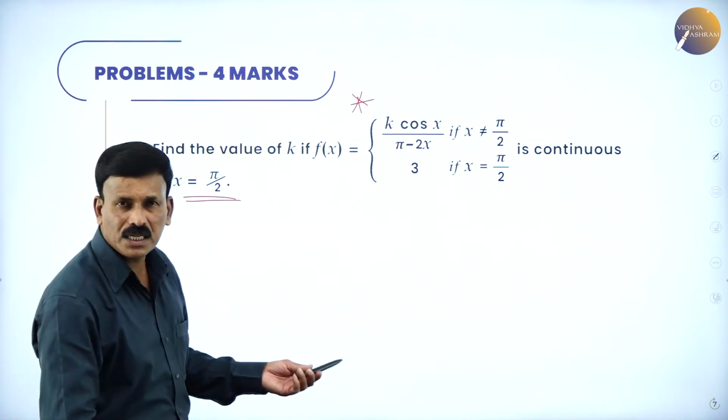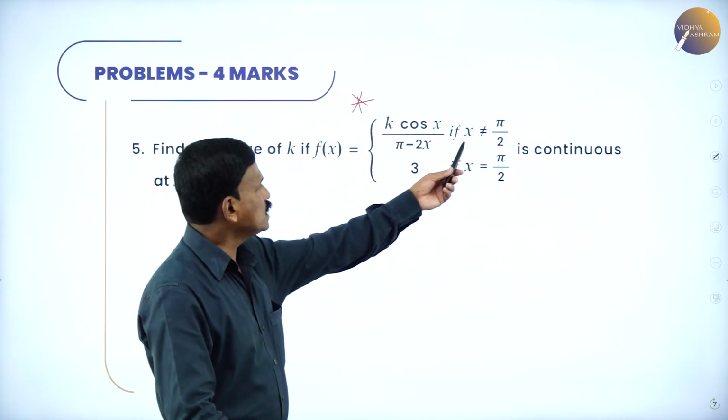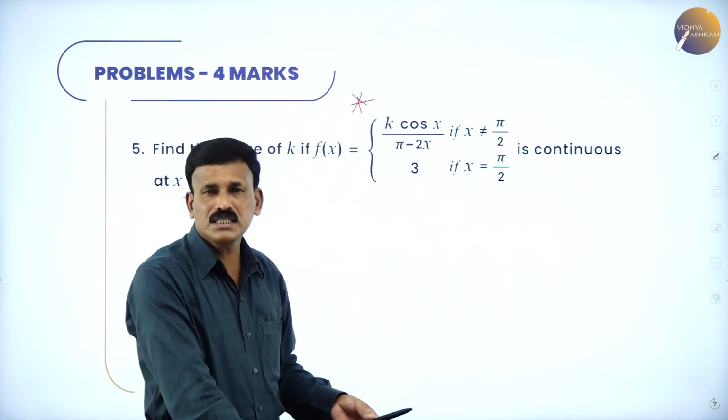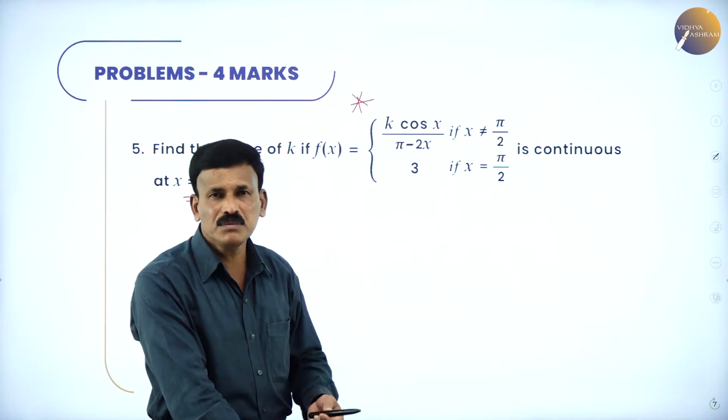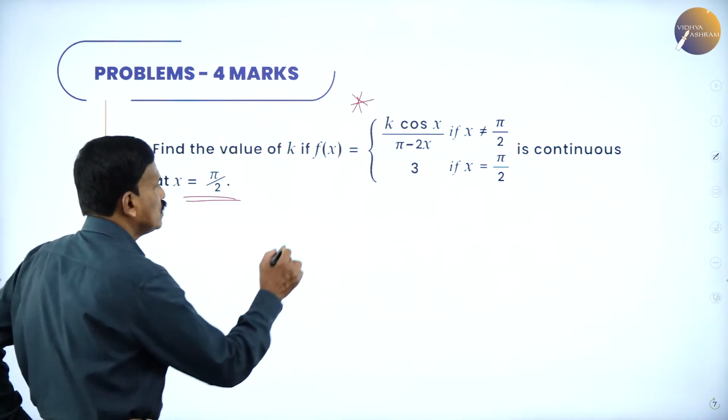So this is already continuous. Further, here x is not equal to pi by 2, in the sense x is less than pi by 2 or greater than pi by 2. Both left hand limit and right hand limit are the same. Now what is given here?